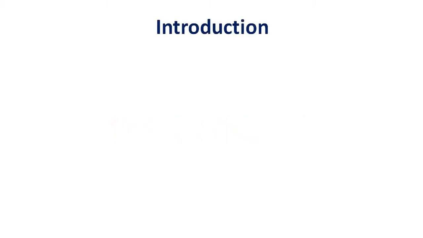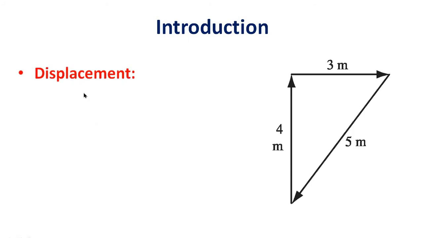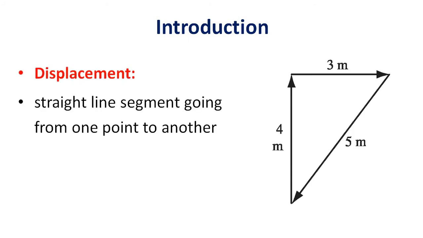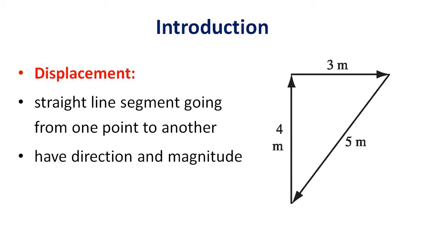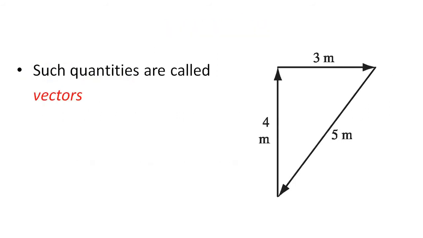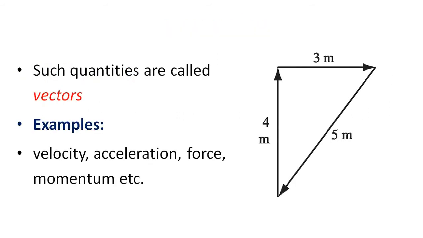Vector Algebra. Introduction. Displacement. Displacement is a straight line segment going from one point to another. Displacement has direction and magnitude. Such quantities are called vectors. Examples: velocity, acceleration, force, momentum, etc. These quantities have magnitude and direction.